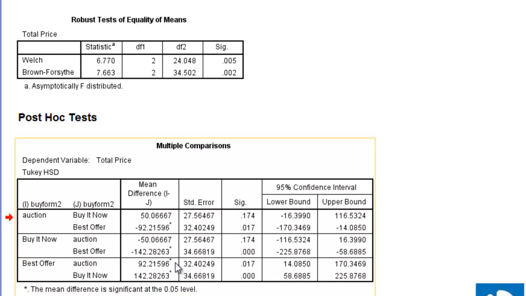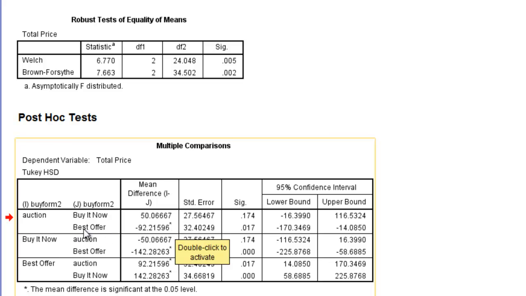When I look here, I want to know the p-values. So when I look at the p-values and compare these to an alpha of 0.05, my auction versus best offer has a difference of $92 and it is statistically significant. In order to figure out which group has the larger mean, you can look at the mean difference of negative $92. Notice it has a star next to it to indicate this is statistically significant. And since it's negative, this tells me that the group in the second column, best offer, has the largest mean.